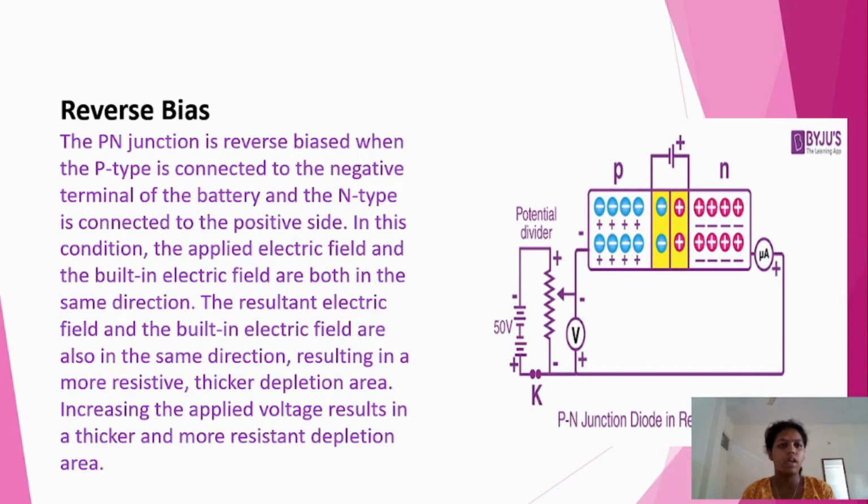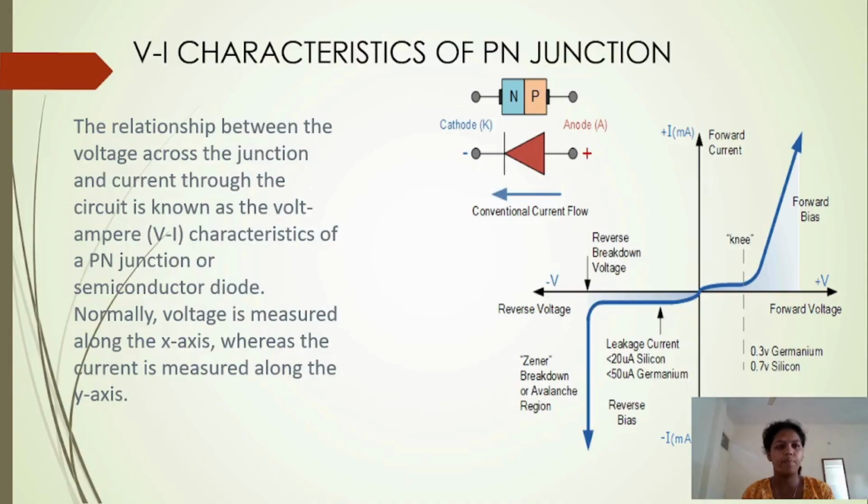In reverse bias, the PN junction is reverse biased when the P-type is connected to the negative terminal of the battery and the N-type is connected to the positive side. In this condition, the applied electric field and the built-in electric field are both in the same direction. The resultant electric field and the built-in electric field are also in the same direction, resulting in a more resistive, thicker depletion area. Increasing the applied voltage results in a thicker and more resistant depletion area.